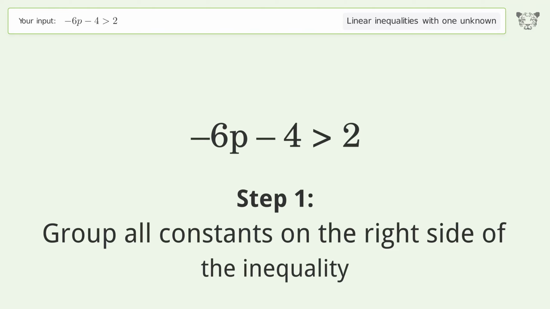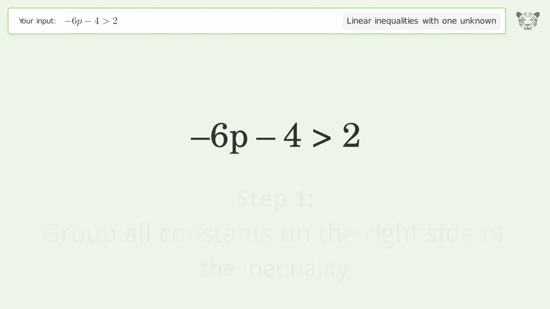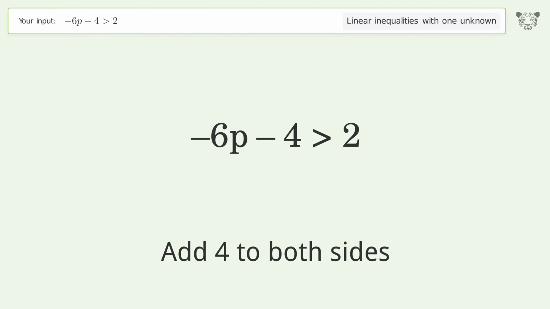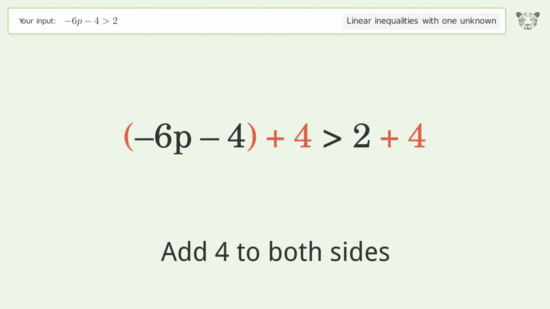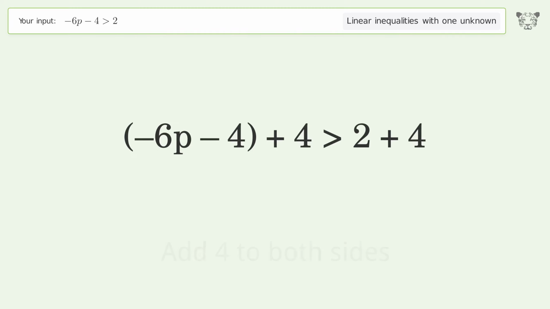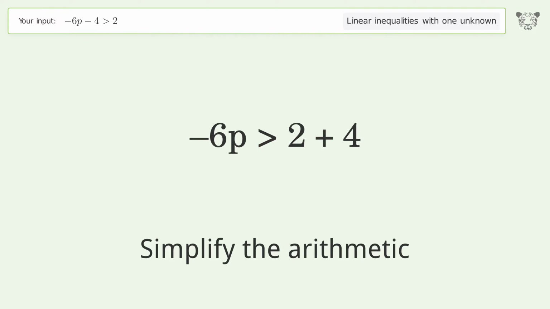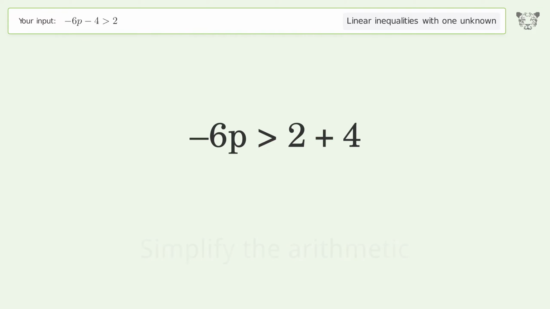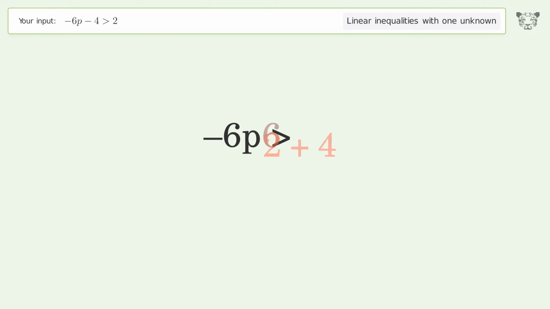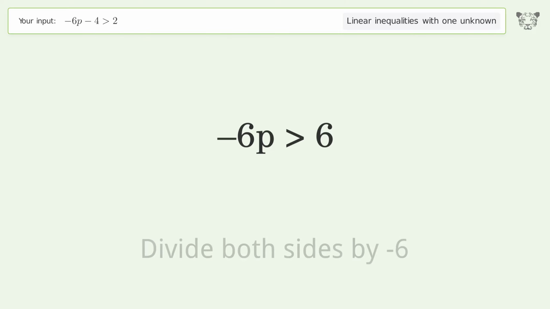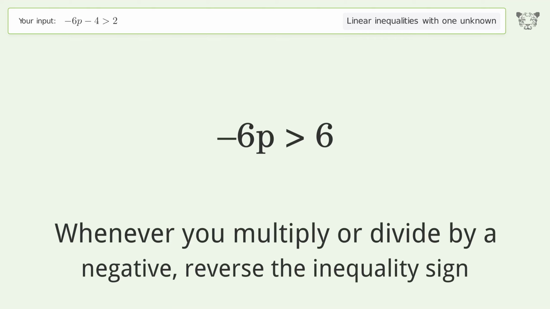Group all constants on the right side of the inequality. Add 4 to both sides. Simplify the arithmetic. Isolate the p. Divide both sides by -6. Whenever you multiply or divide by a negative, reverse the inequality sign.